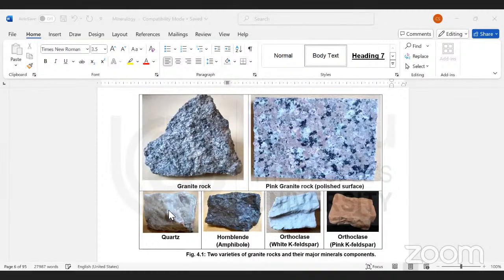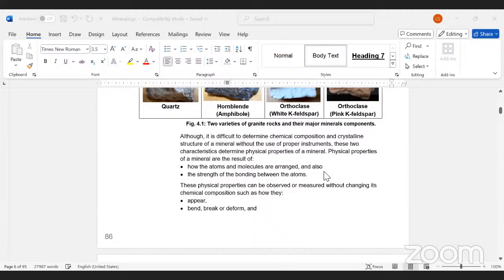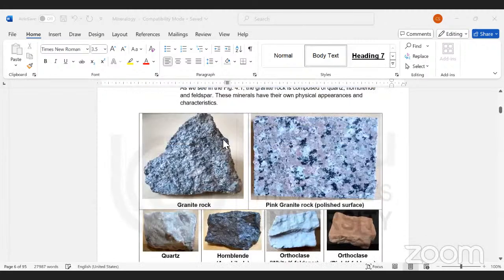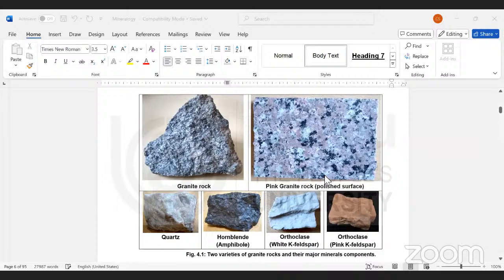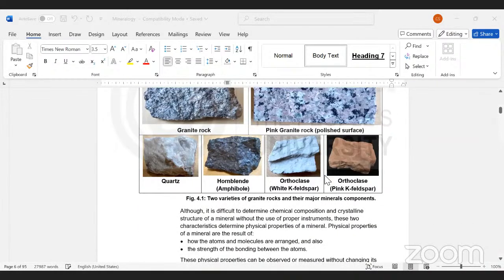and quartz. This is the quartz and hornblende, amphibole group hornblende. You see orthoclase: white feldspars and orthoclase pink feldspars here. These are just for your knowledge purpose that I am showing you here. These are exhibiting different colors. First, you see the color. So just keep in your mind these colors or this outline, what you have seen.